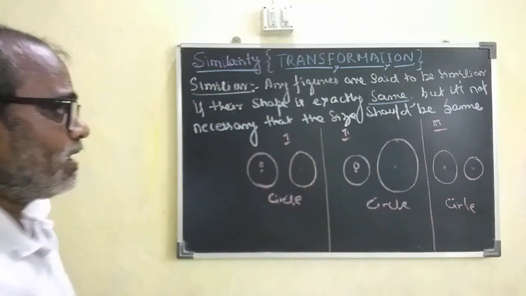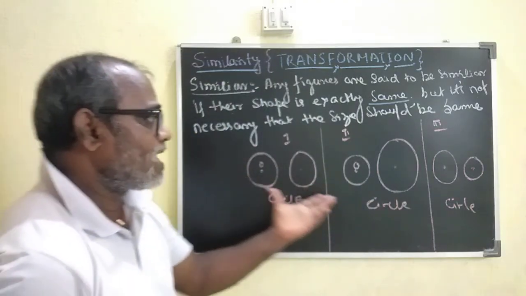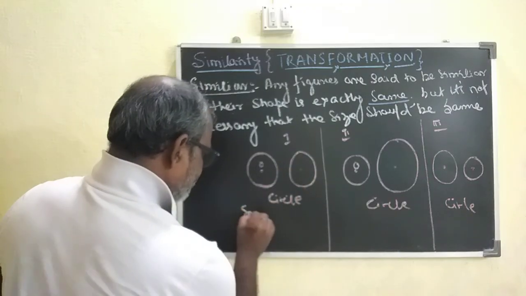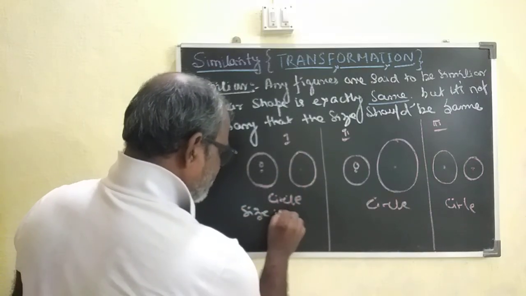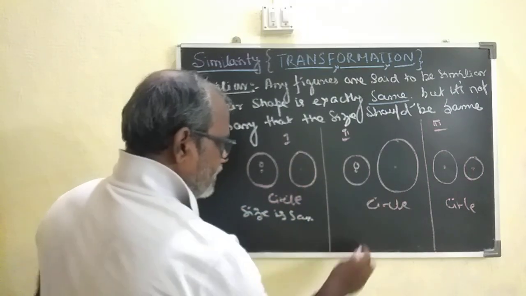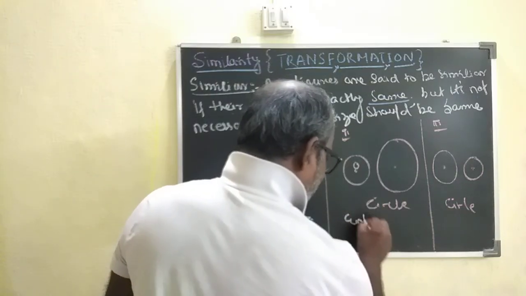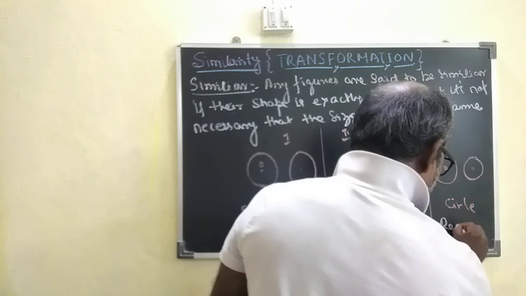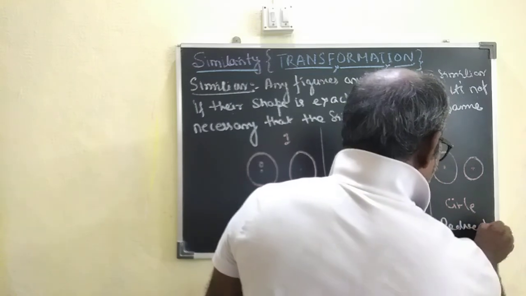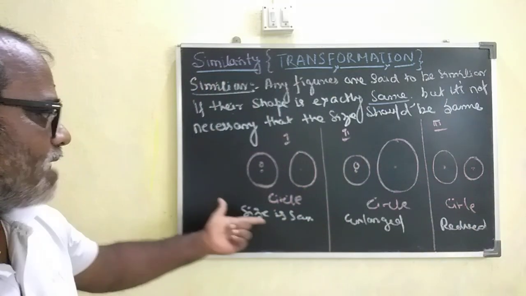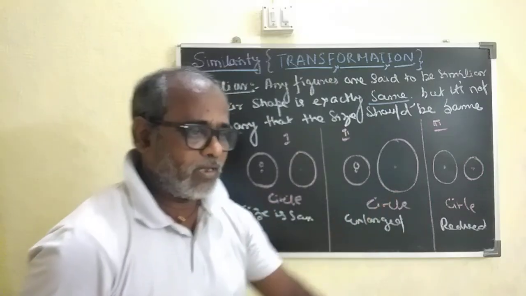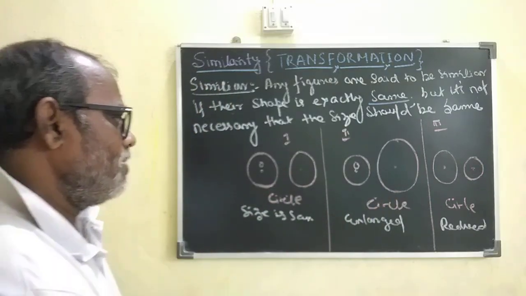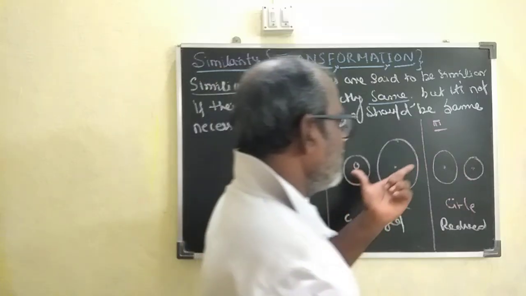But what we can actually see from this is that the size matters. In this, the size is the same. In this, the size is enlarged. In this, the size is reduced. So we can see that size doesn't matter for the condition of similarity. The only condition for similarity is the same shape.